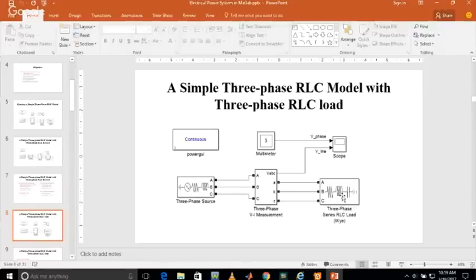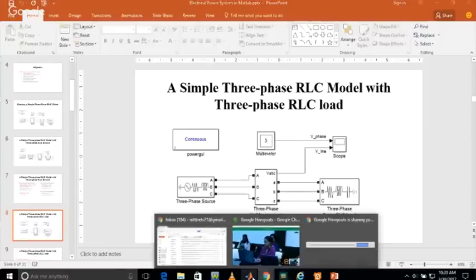Similarly, in the second system we are making a three-phase RLC model with a three-phase RLC load. In this case, we have connected a three-phase source along with a three-phase series RLC load. As I already told you, the three-phase RLC load is also present in the same library where the three-phase RLC branch is present. We have connected a three-phase measurement device in this circuit along with a multimeter. Here, the function of the multimeter is very simple.